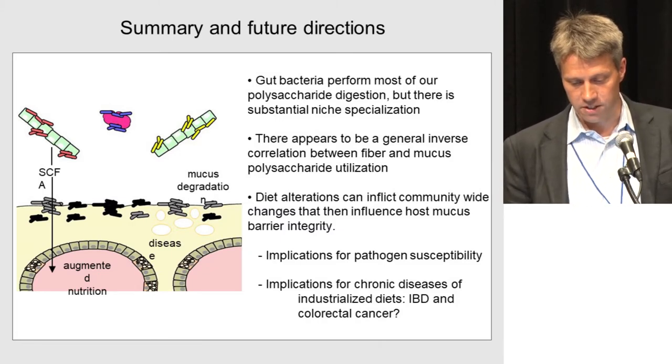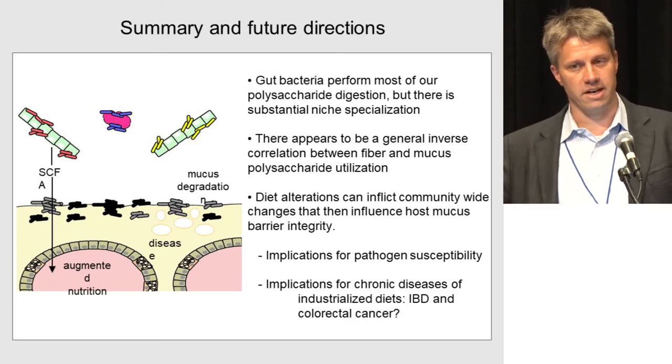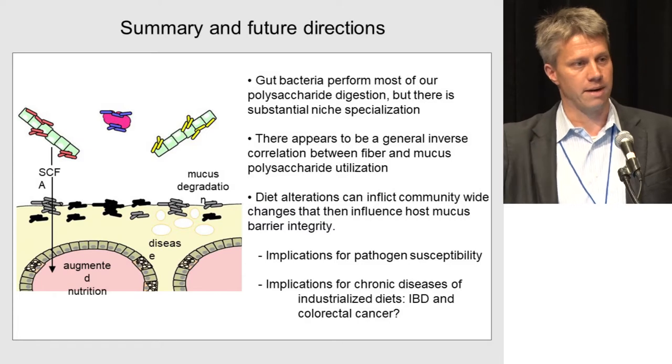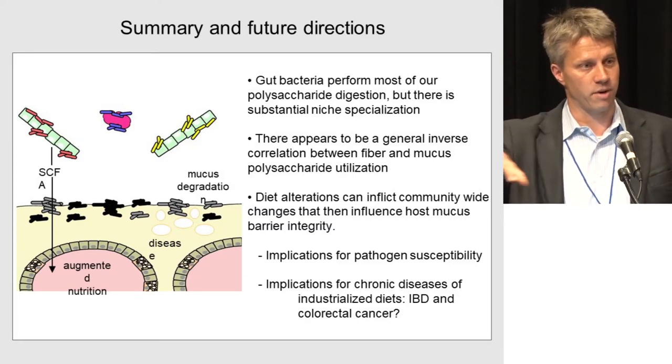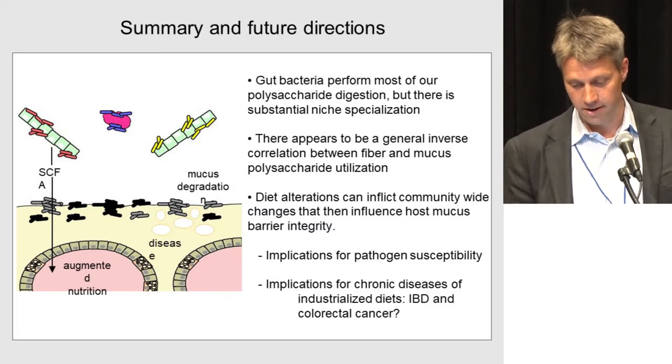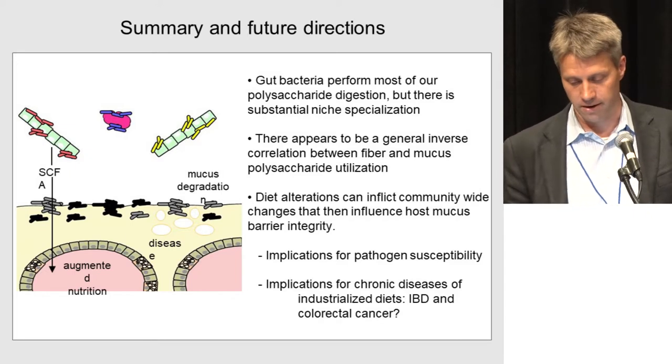There's this interesting inverse correlation between luminal fiber degradation and mucus erosion. So in a nutshell, if we don't feed our gut microbiota enough fiber from outside, they'll get their nutrients another way, and that's by chewing on us, on our mucus layer. And we can inflict that damage to our community just by withholding dietary fiber.